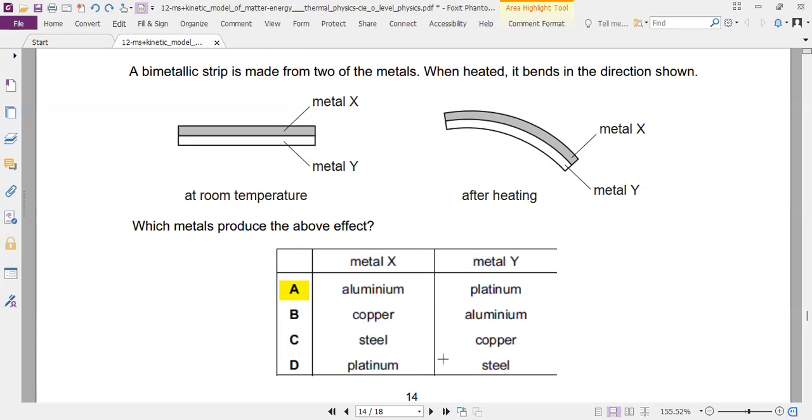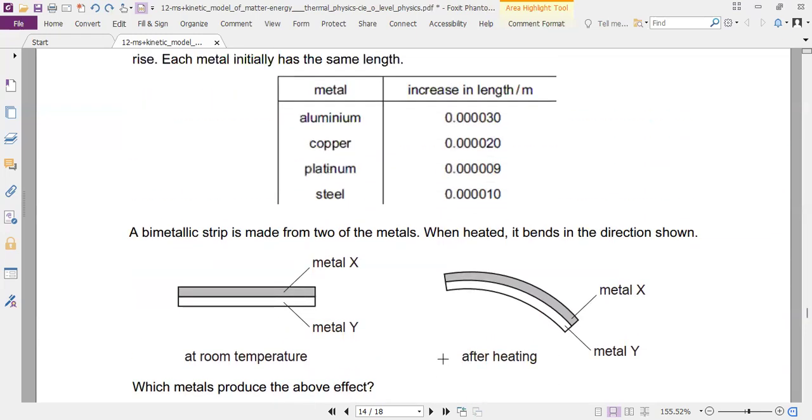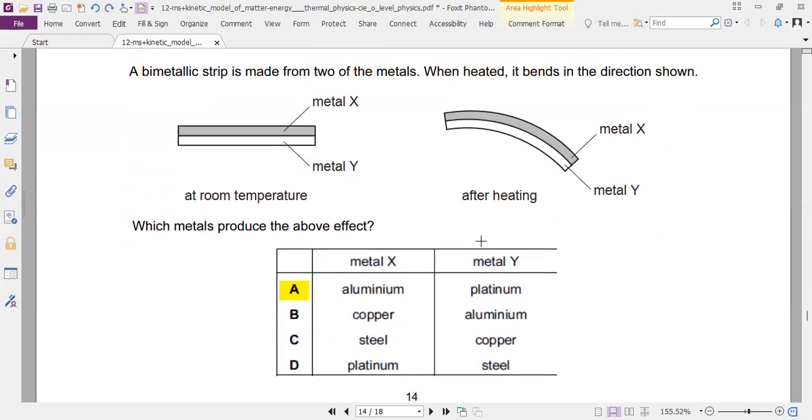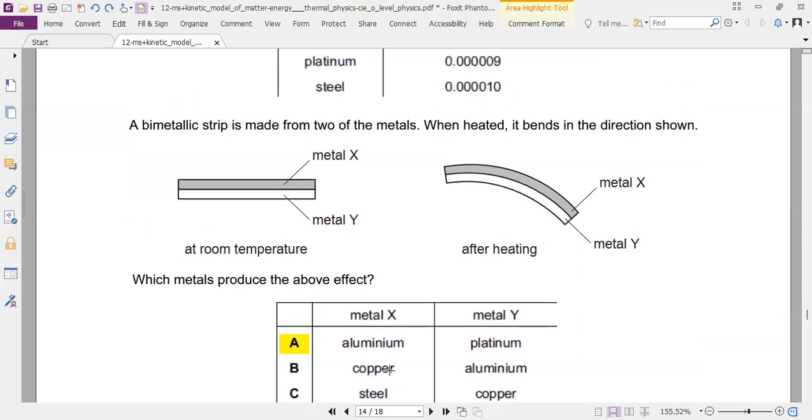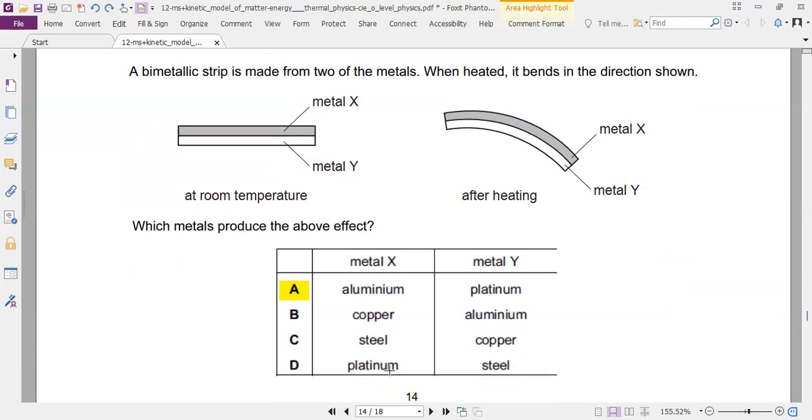And the last one, platinum and steel. So the platinum has less expansion than steel, so it can't be in Y place. Platinum has less expansion, so it can't be in X place. So aluminium and platinum. Aluminium having more expansion at the same temperature than platinum. So these two will combine and make a strip after heating that will bend this way.